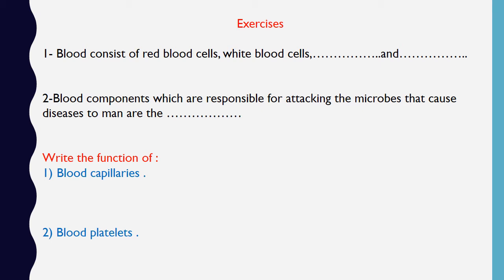Let's do this exercise together. Number 1. Blood consists of red blood cells, white blood cells, space and space. Yes, blood platelets and plasma. Number 2. Blood components which are responsible for attacking the microbes that cause disease to man are the, what do you think, red blood cells or white blood cells? Yes, white blood cells.